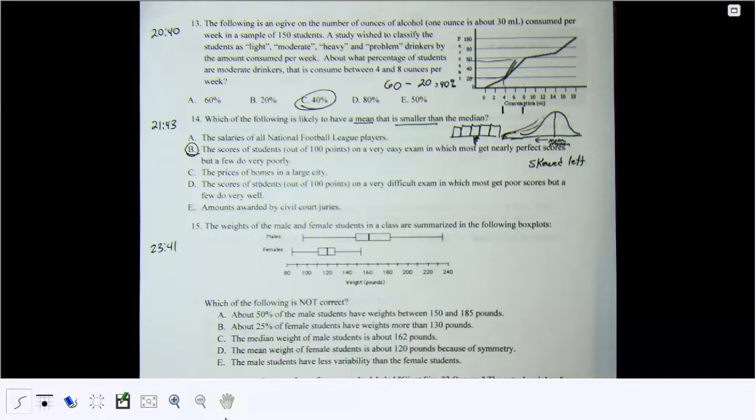Which of the following is not correct? Okay, so we'll get on. This is easy on the not correct. About 50% of the male students have weights between 150 and 185.